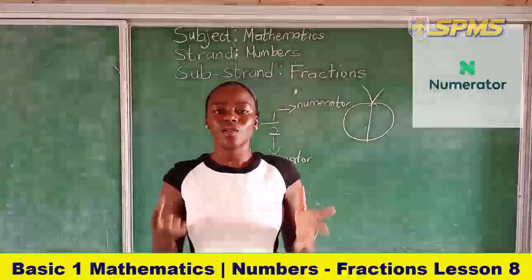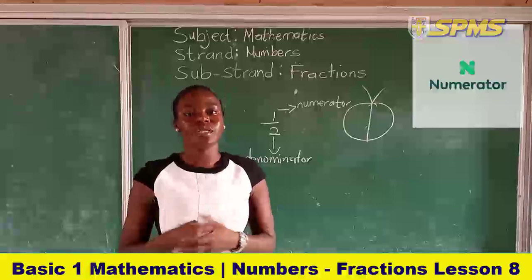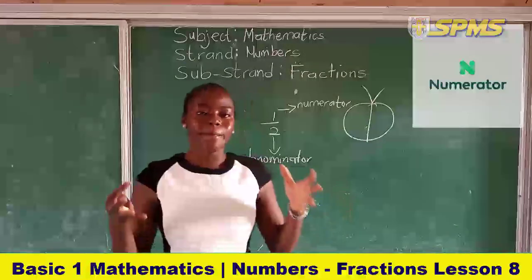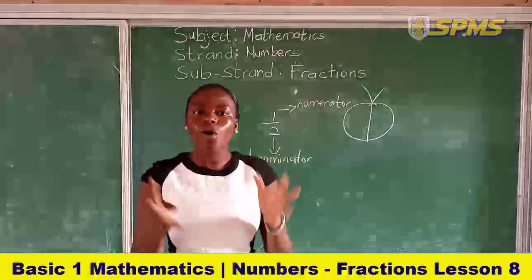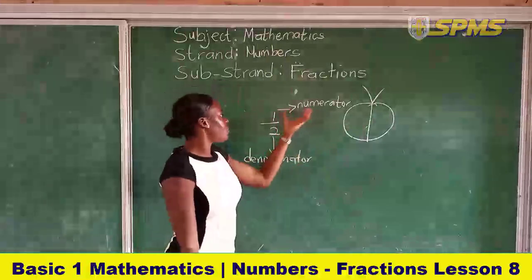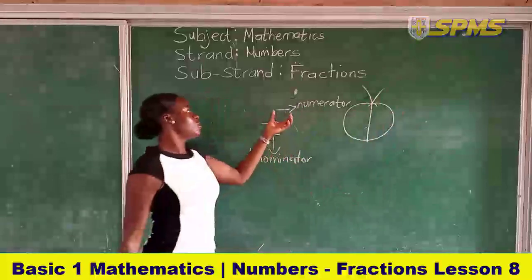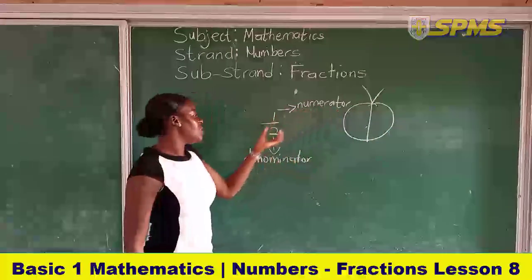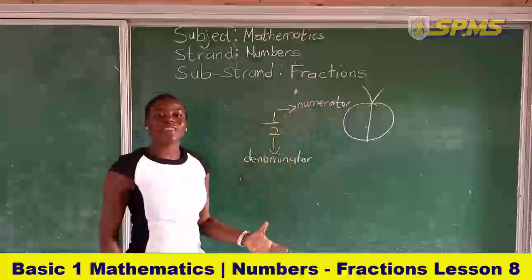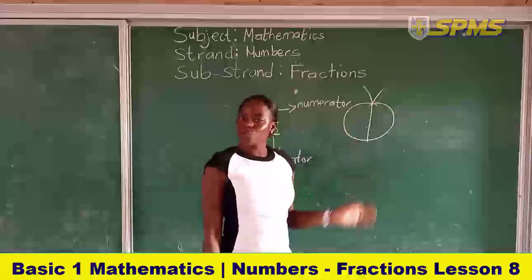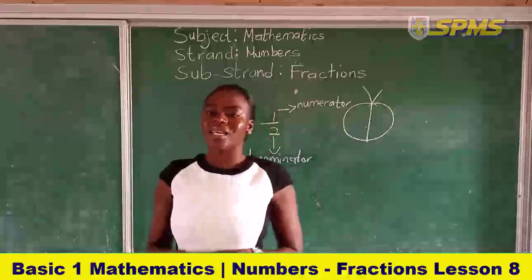Let's look at the spellings for numerator. So the numerator tells us the whole we have. That is the top number. The whole we have is used for numerator. Then the denominator is for the parts it has been divided into. Okay, don't forget that.